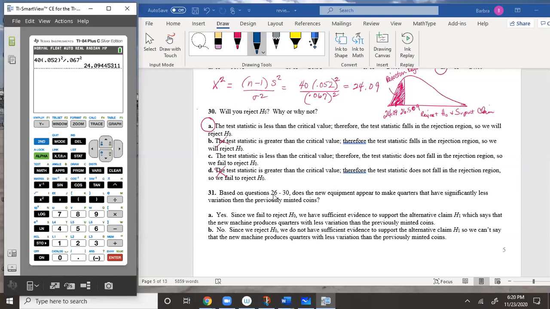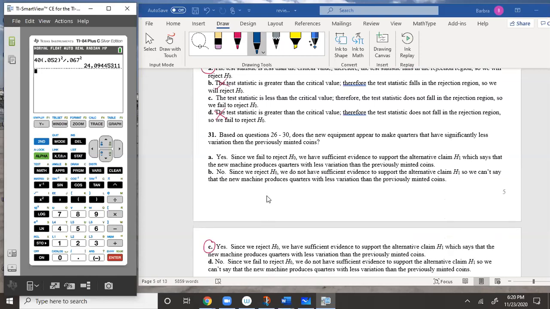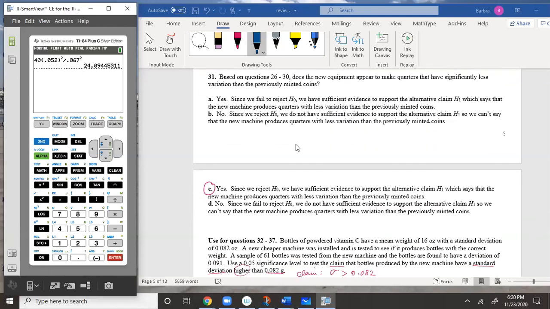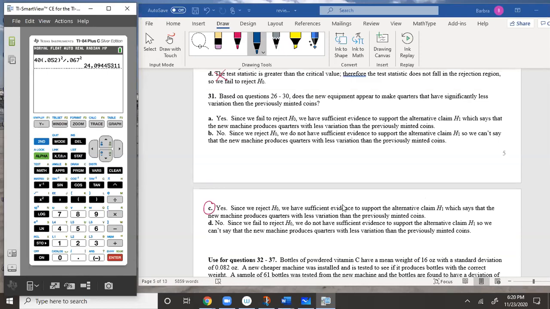And based on questions 26 through 30, does the new equipment appear to make quarters that have significantly less variation than the previous minted coins? All right, and so we can definitely support the claim. So we say yes, since we reject the null, we have sufficient evidence to support the alternative claim, H1, which says the new machine produces quarters with less variation than the previous minted coins.